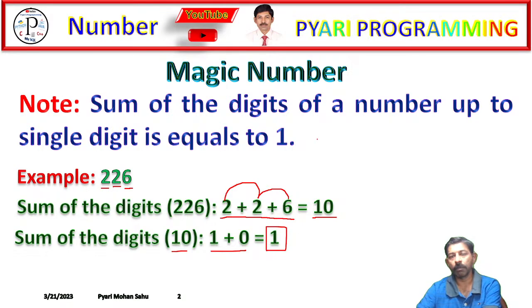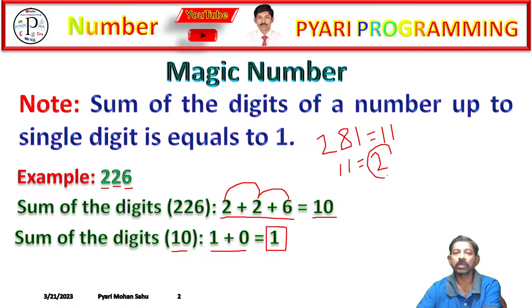Suppose we have a number 281. So the sum of the digits is 2 plus 8 is 10, plus 1 is 11. So next time the number will be 11. So the sum of the digits will be 1 plus 1, which is 2. It is a single digit, but it is not 1. So that's why it cannot be called a magic number.